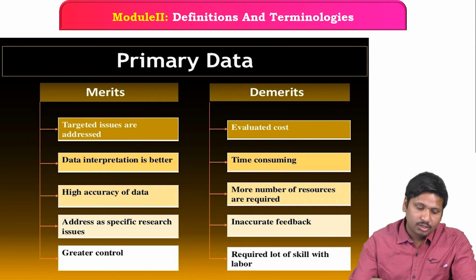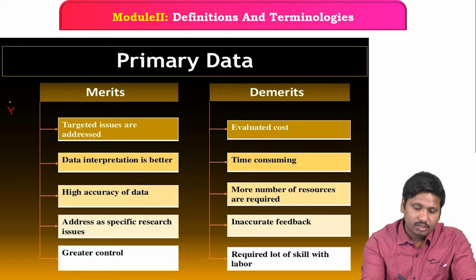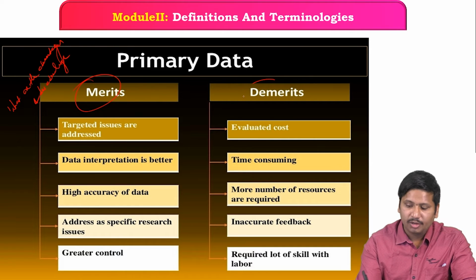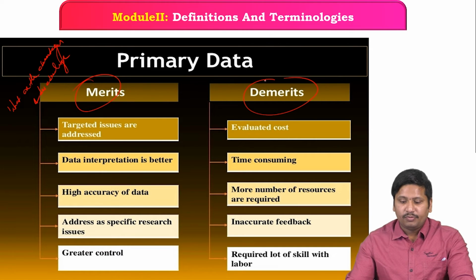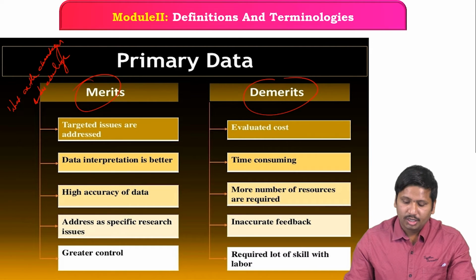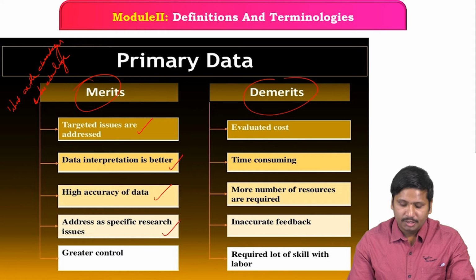The question is: what are the advantages and disadvantages, or the merits and demerits, of primary data? When it comes to merits, the targeted issues are addressed, data interpretation is good, there is high accuracy of the data, specific research issues are addressed, and there is greater control.